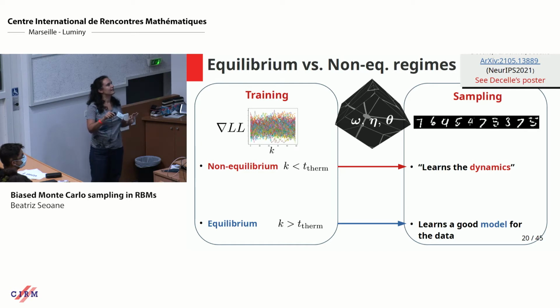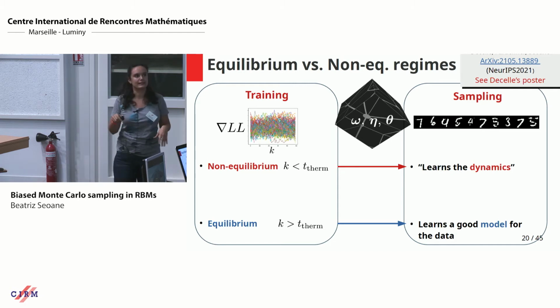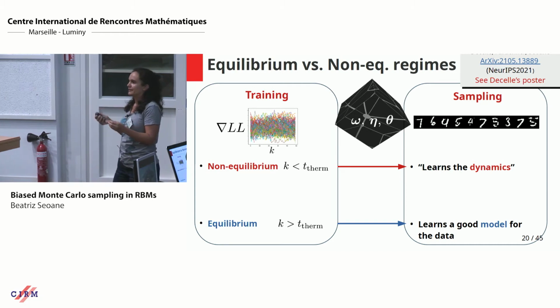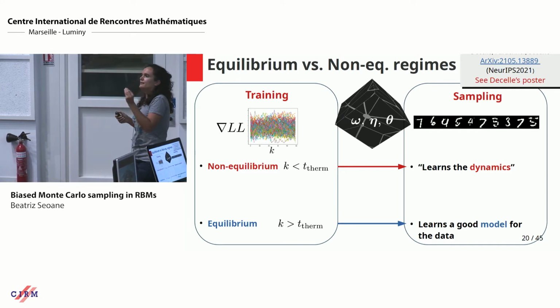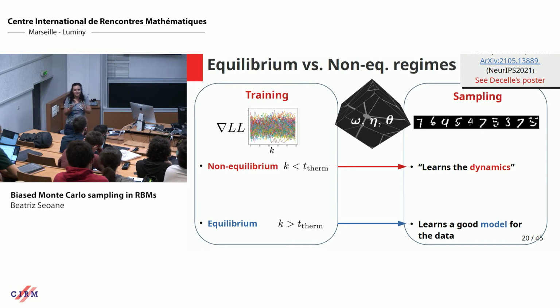And in this case, the machine that we have fitted has learned the dynamics that was used to train it. So it's a machine that is able to create new samples if you repeat exactly the same dynamics you used to train it. If, on the contrary, we sample times longer than the thermalization time, it learns a good model of the machine. That means we have a model that, if we sample the equilibrium configurations, we get something that looks like the data set, which was in principle what we wanted to do.